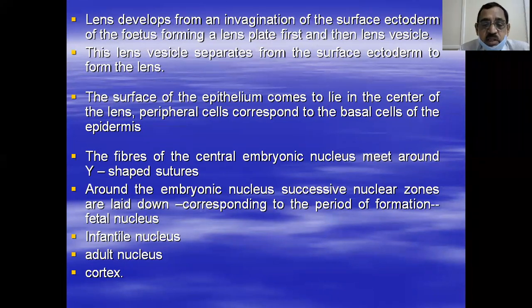All through life, there will be deposition of lens fibers from the epithelial cells or columnar epithelial cells, which elongate and lose their organelles and also the nucleus at the equator of the lens. So the cortex consists of the youngest fibers and they are peripherally placed.